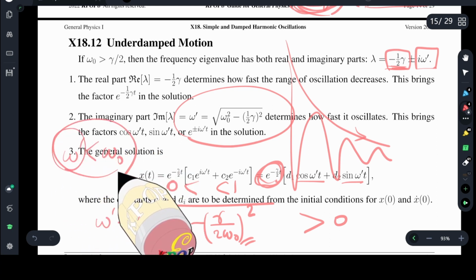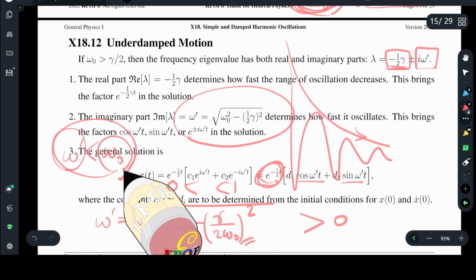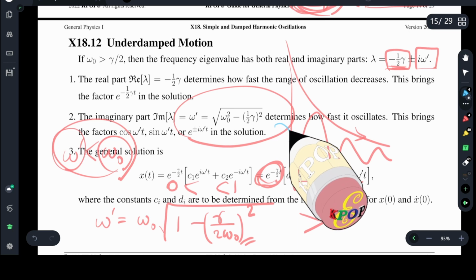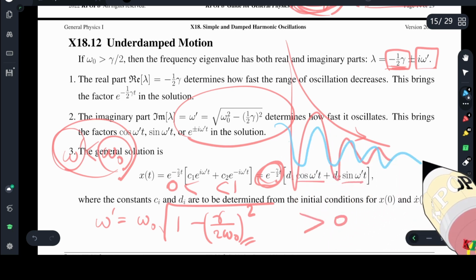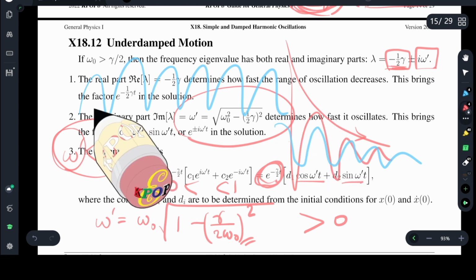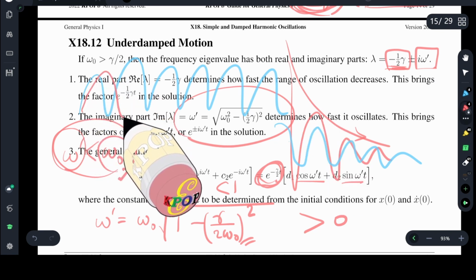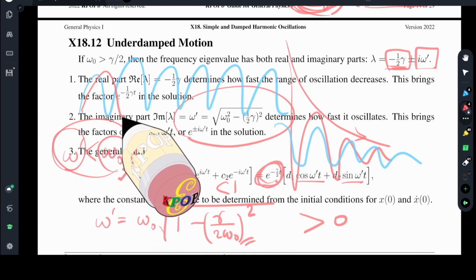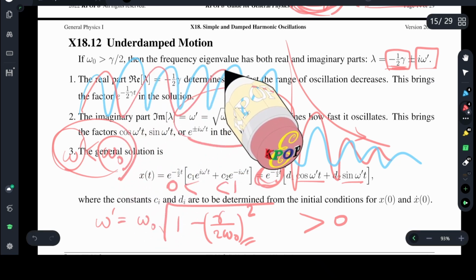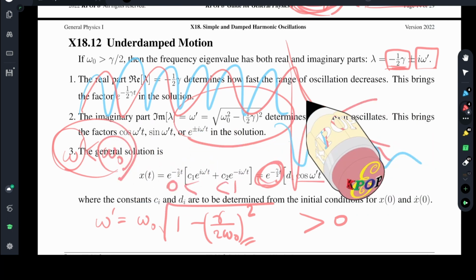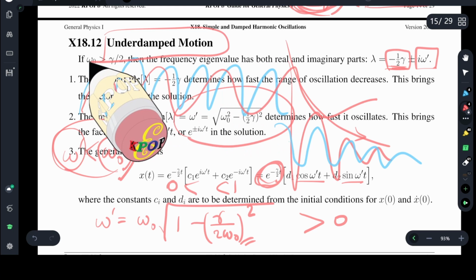If omega prime is less than omega 0, the original simple harmonic oscillator has this kind of solution, but the damped harmonic oscillator has a smaller omega. That means the period becomes longer. There is a delay. This is called underdamped motion.